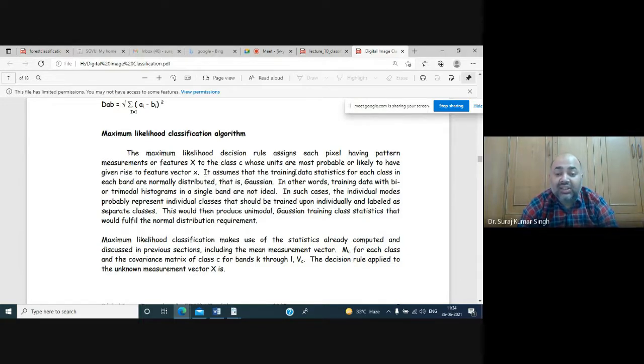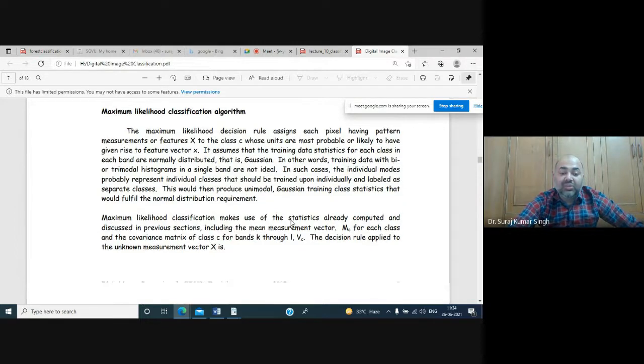It is assumed that the training data statistics for each class in each band are normally distributed, that is, Gaussian. In other words, training data with bimodal or trimodal histograms in a single band are not ideal. In such cases, the individual modes probably represent individual classes that should be trained upon individually and labeled as separate classes. This would then produce unimodal Gaussian training class statistics that would fulfill the normal distribution requirement.